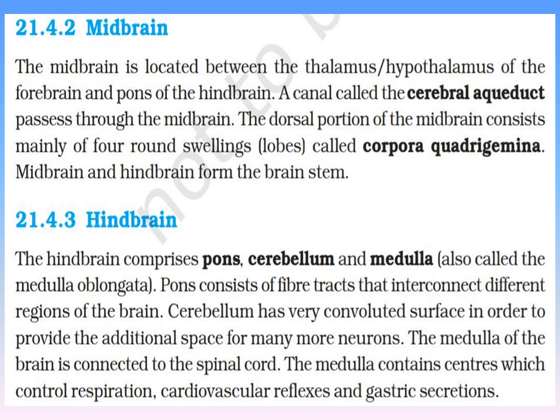The midbrain is pretty much reduced in humans and is located between the thalamus of the forebrain and the pons, which is one part of the hindbrain. A canal called the cerebral aqueduct passes through the midbrain. The dorsal portion of the midbrain consists mainly of four round swellings called corpora quadrigemina. Midbrain and hindbrain form the brain stem.